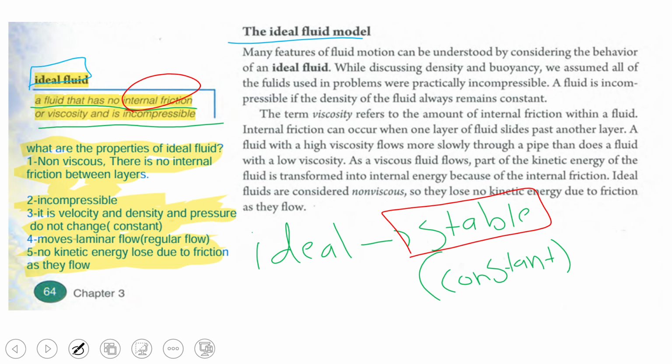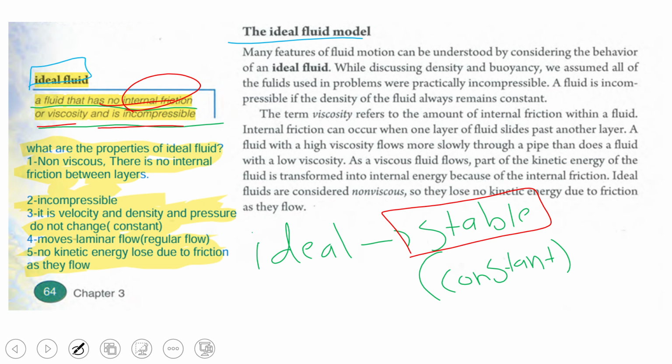You know the meaning of friction. For example, friction between two objects is going to happen. For example, the earth with the wheels of the car. When the wheel of the car is spinning on the earth, the car and the earth have friction. So between the layers of the fluid, or between the particles of the fluid, there is no friction because we have an ideal fluid: no friction or viscosity, and it is incompressible.